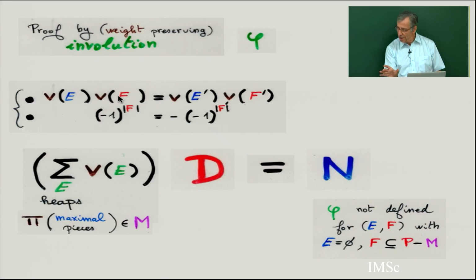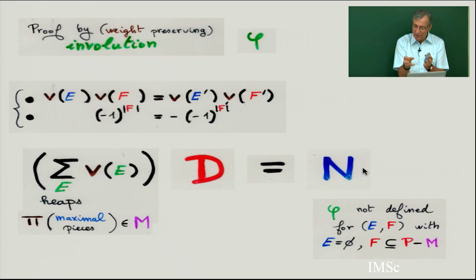And to any pair EF, I am going to associate another pair E prime, F prime. So I am going to collect them two by two so that the weight is the same. The total weight is the product of all the pieces of both E and F, but the sign has changed. So they will cancel in this big summation. They will cancel two by two. And what remains on the right-hand side will be the pair EF that I am not able to cancel with another one.